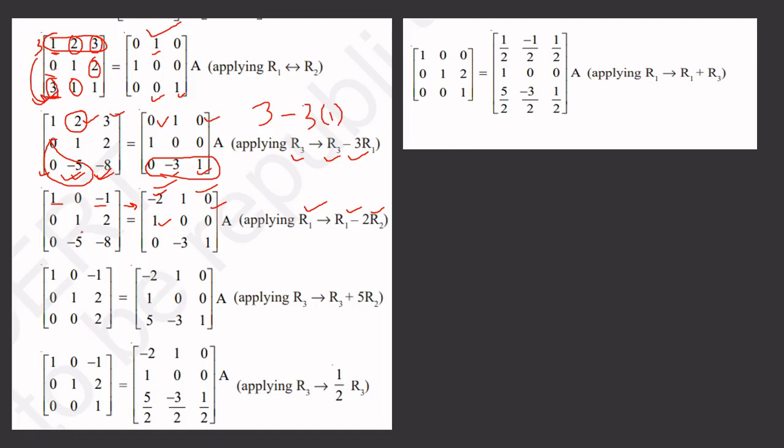Now we make this minus 5 into 0. How can we do that? This minus 5 is added with plus 5, and where do we get plus 5? From this 1. If 1 is multiplied by 5 and added to this element, we can get the 0 here. Like row 3 is changed such that row 3 plus 5 R2.